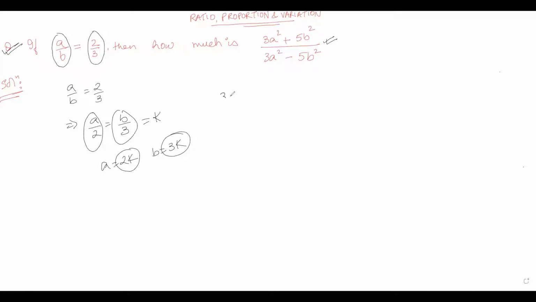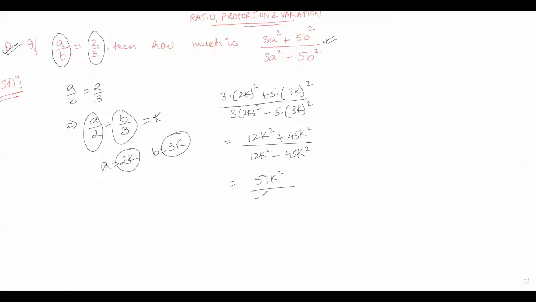So this would be 3 into 2k square plus 5 into 3k square upon 3 into 2k square minus 5 into 3k square. So if you just solve this out, this would be 12k square plus 45k square upon 12k square minus 45k square. So if you add it up, this would be 57k square upon minus 33k square. So the ratio would be finally minus 57 upon 33.